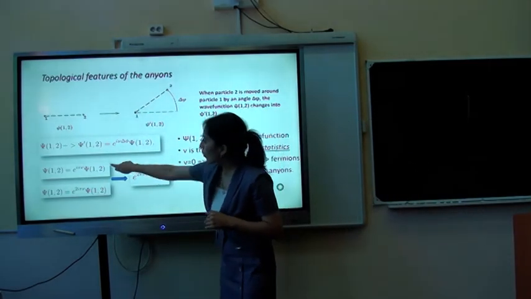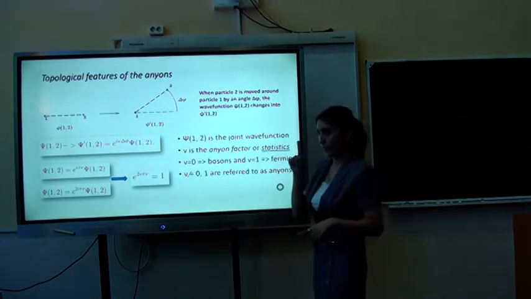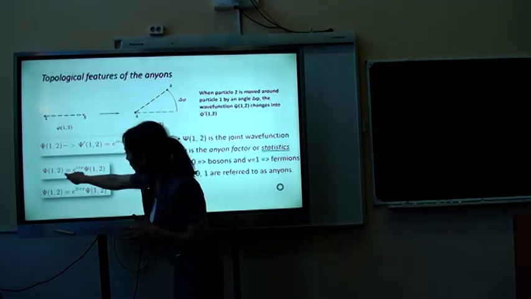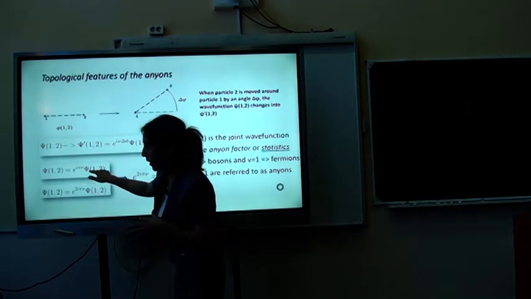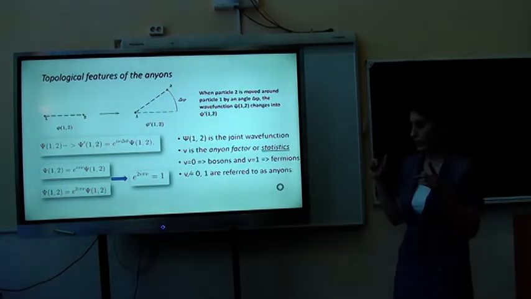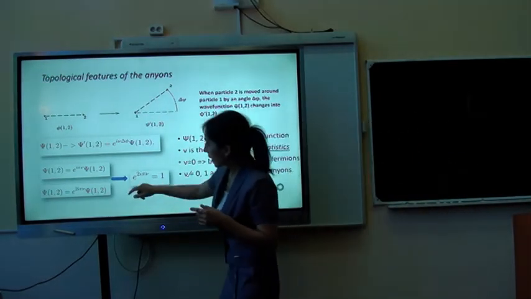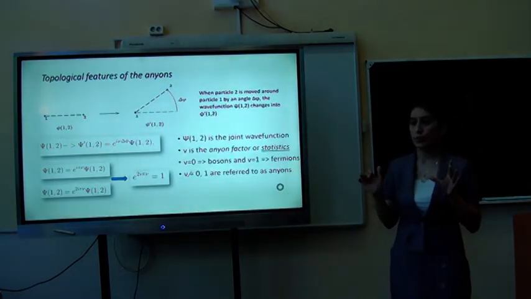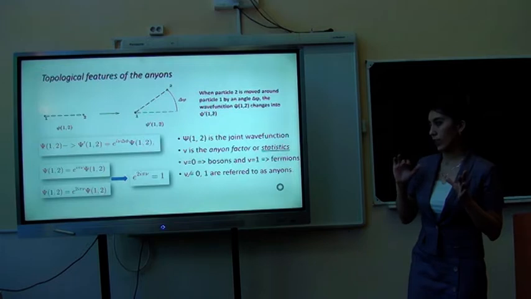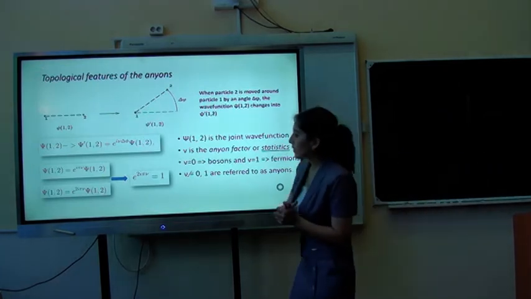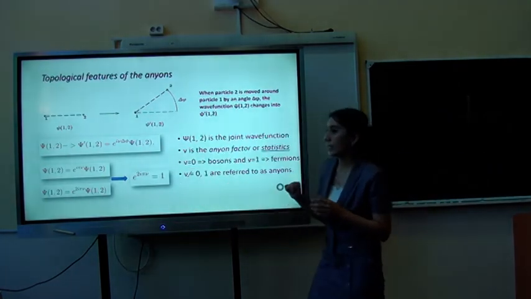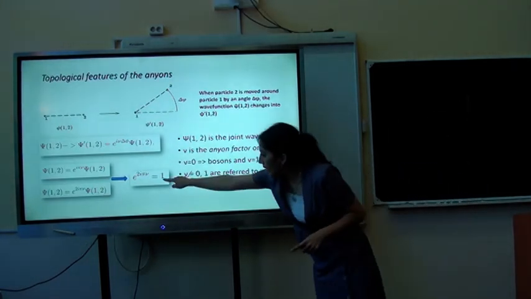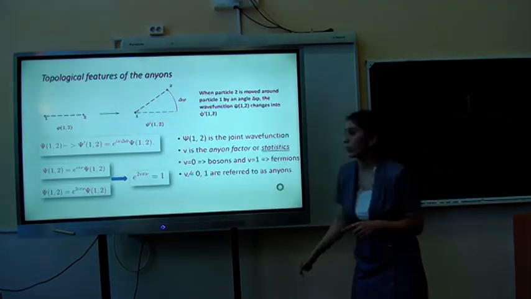Well, if we exchange the places only one time, the wave function will have this form. If we exchange it twice, we will have this kind of wave function, and we should get back to the origin where we have started. With these two expressions, we can see that if we get back to the point that we have started, this expression should be equal to 1.